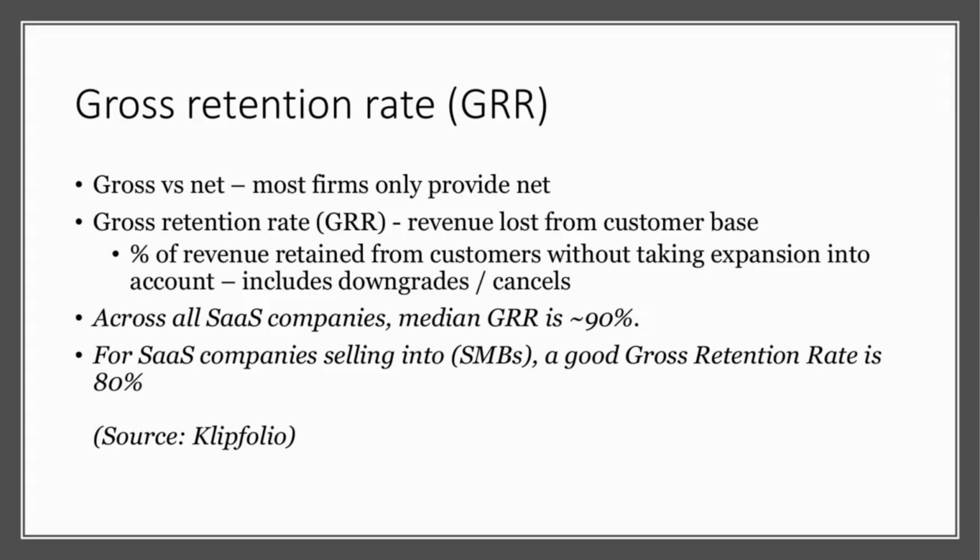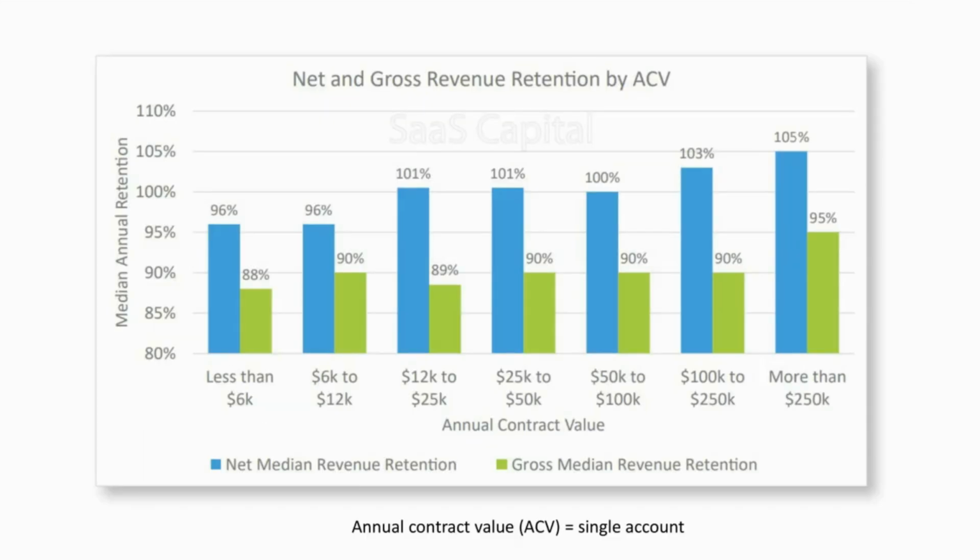So if nobody canceled and nobody downgraded, you'd have 100% gross retention rate. Rarely do you see that. Median for SaaS companies is typically around 90%. For SaaS companies selling to small or medium businesses, a good gross retention rate is 80%. Going back to that point about how the larger the contract, the more likely a company is to pay you more money, here's a great example from SaaS Capital that demonstrates that. It shows how you have both higher net and gross revenue retention.